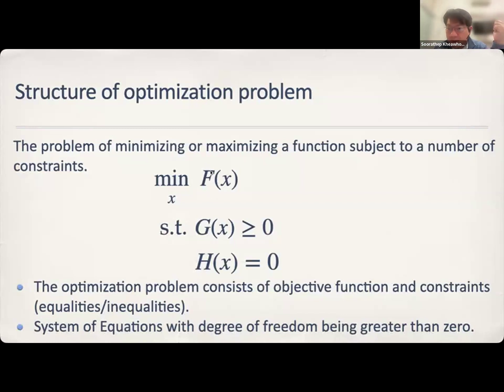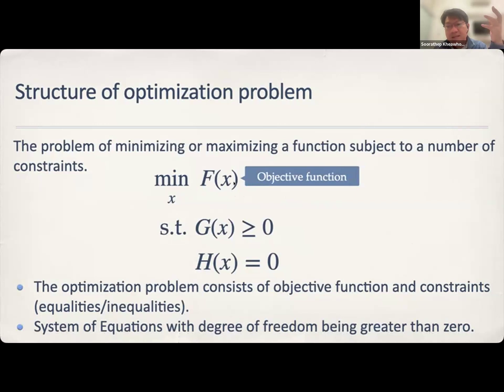And f(x), this f(x), we call it the objective function. This is the function we want to achieve. We want to minimize f(x) by adjusting x. By adjusting decision variables, we want to achieve the minimum of f(x).